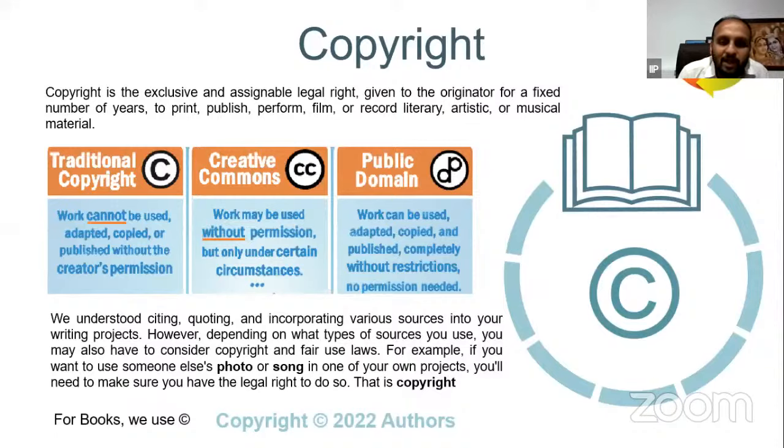They can use, republish, adapt, and copy your content. There is no restriction. So for the books that we are going to write, we use the copyright C symbol. That means that the content written by you cannot be misused, copied, or adopted by anyone without your permission. So this is the copyright that we are going to use for book publication.